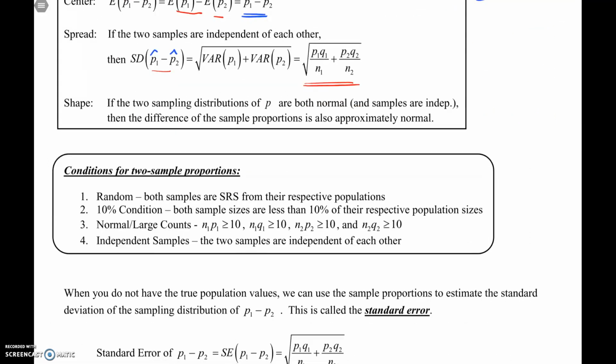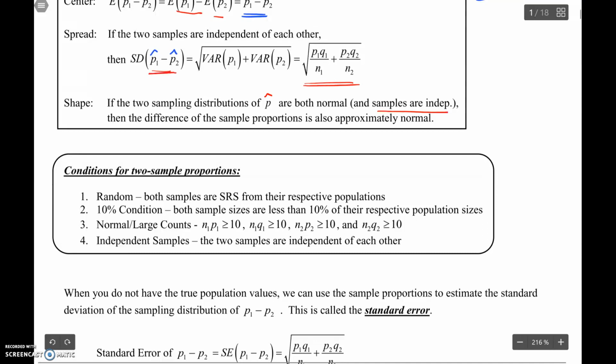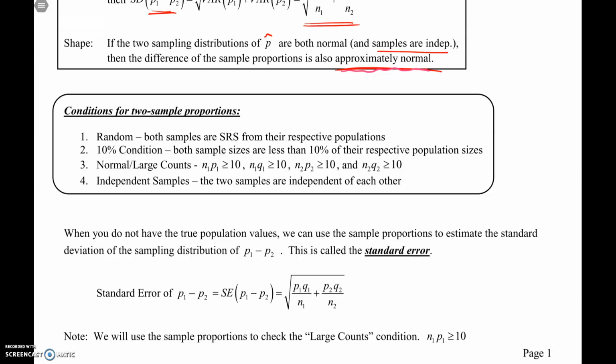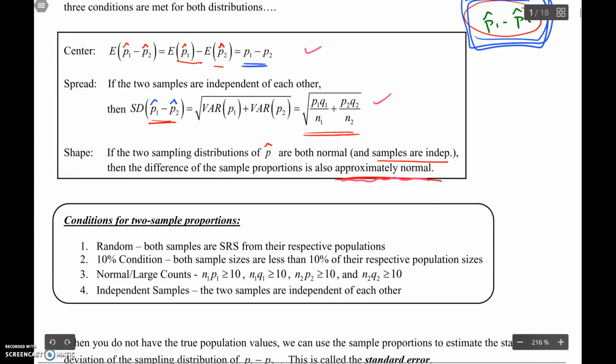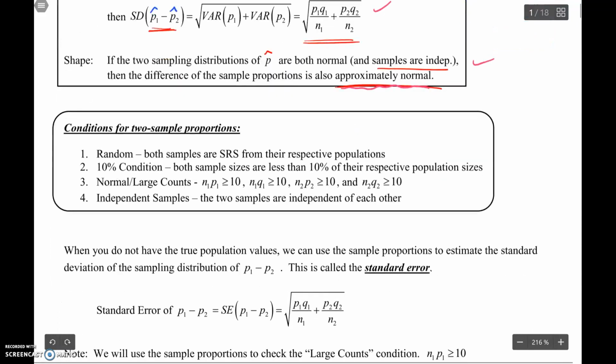Shape: if the two sampling distributions are both normal and the samples are independent, then the shape of the differences of the sample proportions will also be approximately normal. And again, that's kind of a theorem that we talked about earlier, but we didn't really prove it, though we used it earlier. So these things are going to be true, 1, 2, 3, as long as these conditions pass.